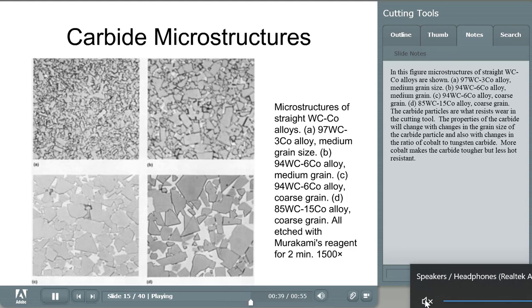The carbide particles are what resist wear in the cutting tool. The properties of the carbide will change with changes in the grain size of the carbide particle and also with changes in the ratio of cobalt to tungsten carbide. More cobalt makes the carbide tougher but less hot resistant.